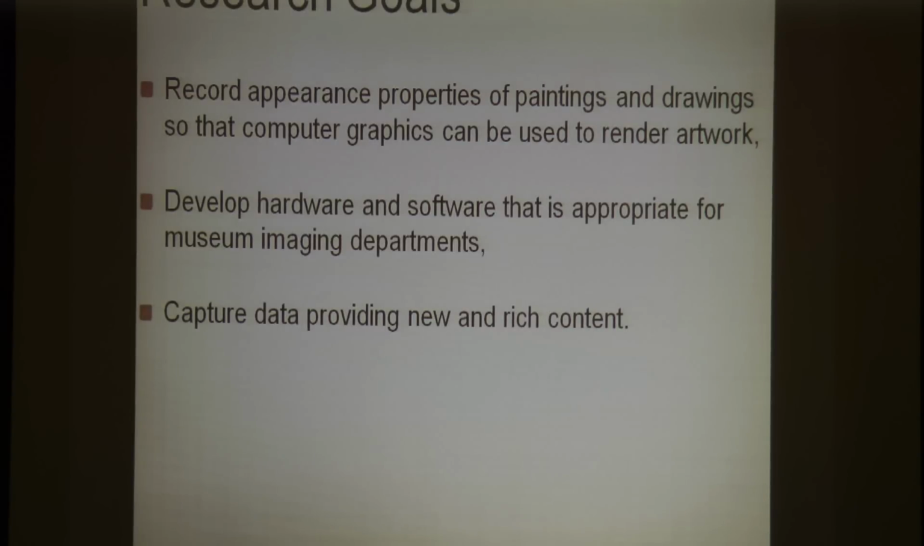And so the research goals for this work would then be to record appearance properties of paintings and drawings so that computer graphics can then be used to render the artwork. So then the angle of view and the lighting geometry is a decision that's made at the end, not at the beginning. We'd also like to develop hardware and software that's appropriate to be used in a museum imaging department, and then finally to try to capture some data to provide new and rich content. So what can we do if we had such data?